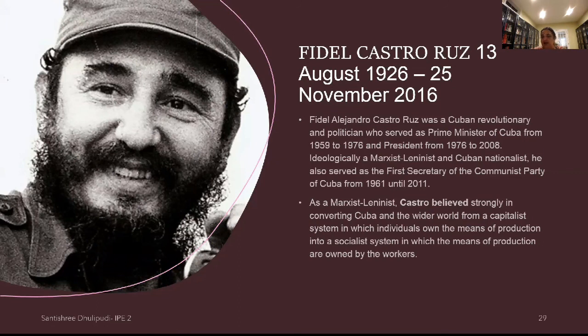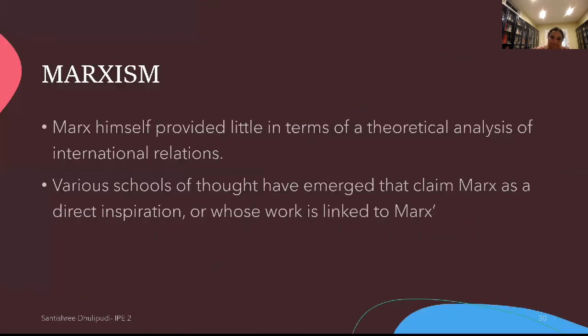Ideologically a Marxist-Leninist and Cuban nationalist, he also served as the first secretary of the Communist Party of Cuba from 1961 to 2011. As a Marxist-Leninist, Castro believed strongly in converting Cuba and the wider world from a capitalist system in which individuals own the means of production into a socialist system in which the means of production are owned by the workers.